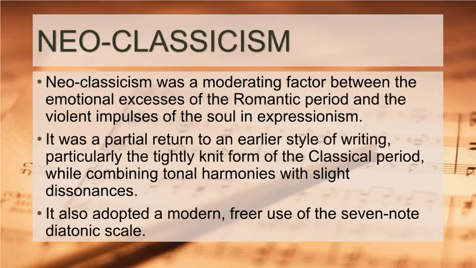Neo-classicism. Neo-classicism was a moderating factor between the emotional excesses of the Romantic period and the violent impulses of the soul in Expressionism. It was a partial return to an earlier style of writing, particularly the tightly knit form of the classical period, while combining tonal harmonies with slight dissonances. It also adopted a modern, freer use of the 7-note diatonic scale.